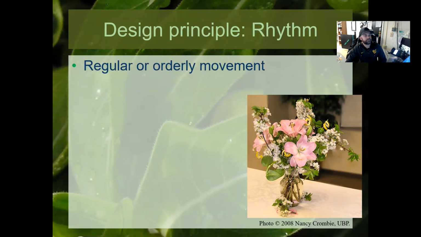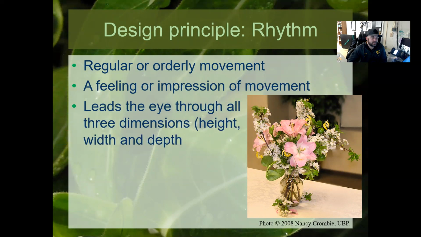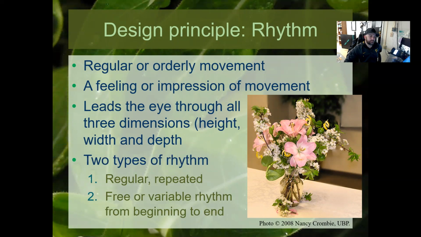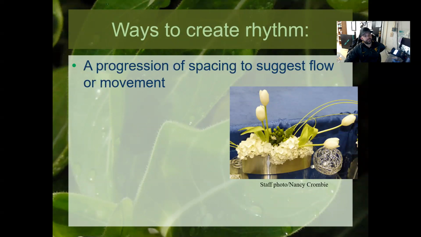Moving into rhythm, regular or orderly movement, a feeling or impression of movement that leads the eye through all three dimensions, which are height, width, and depth. There are two types of rhythm, regular repeated or free or variable rhythm from beginning to end. Ways to create rhythm, a progression of spacing to suggest flow or movement.